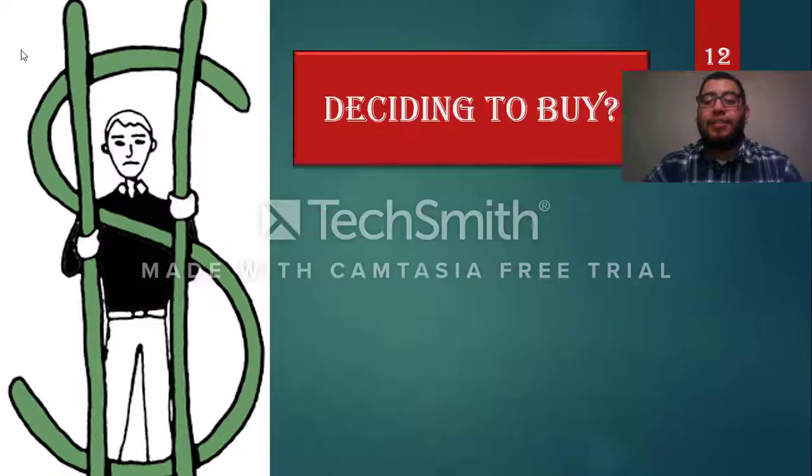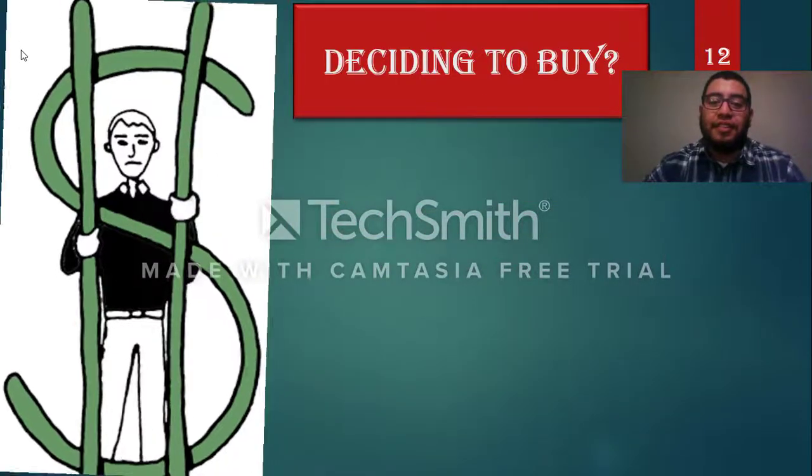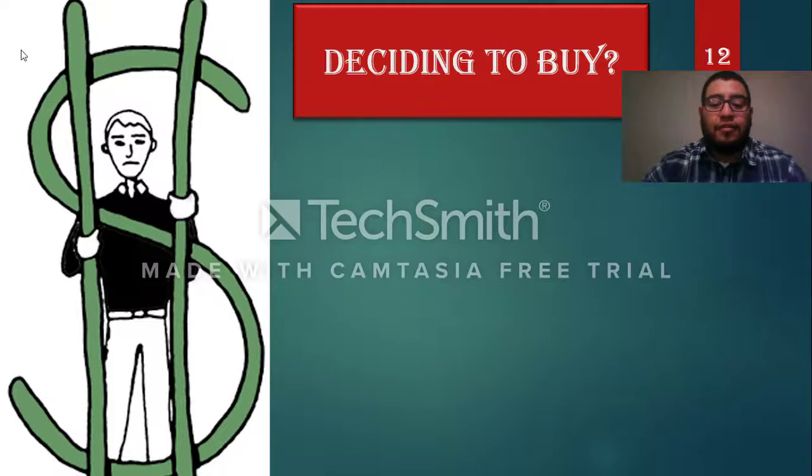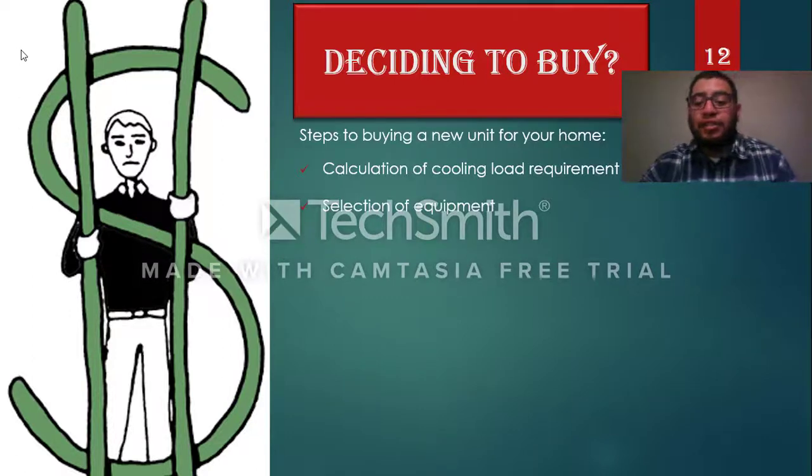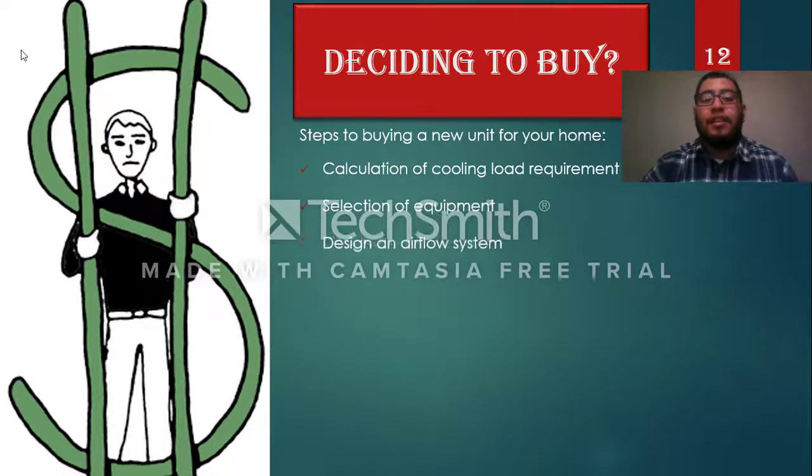Next is my steps to help you buy, just things to think of. You have your calculation of cooling load requirement by taking the floor plan and measuring the rooms and calculating your CFM. Your selection of equipment. When selecting equipment, you want to see if it fits in your home, if it's within your budget. You want to check for those types of things.